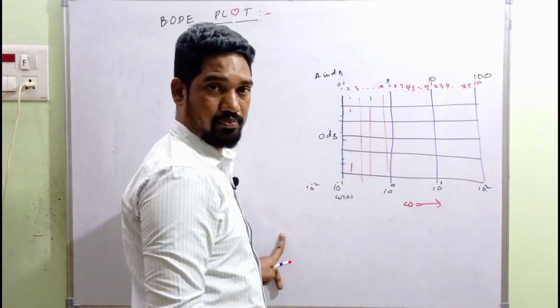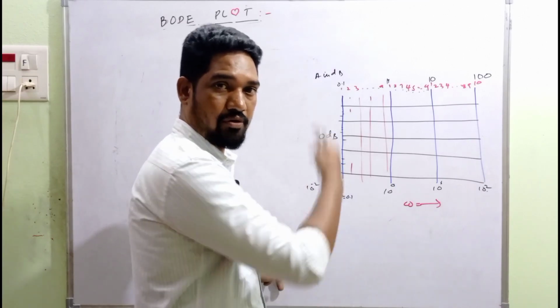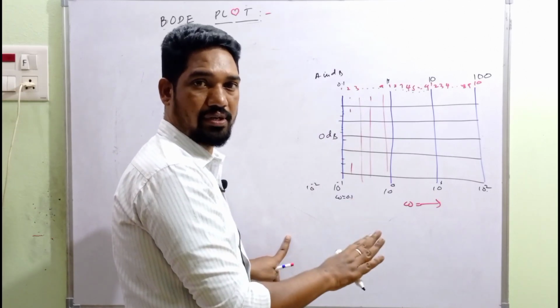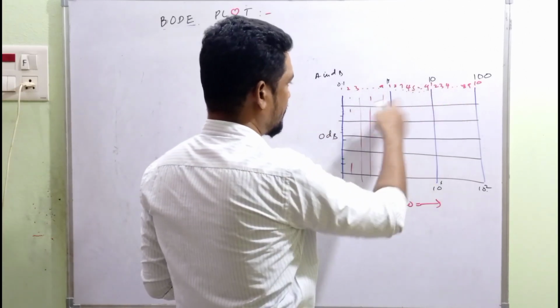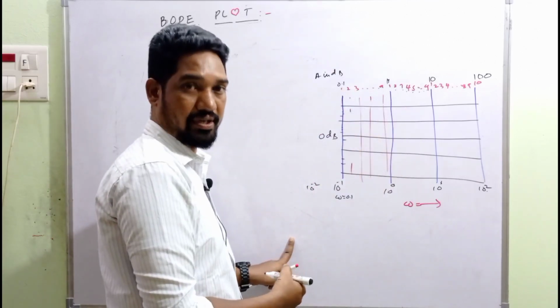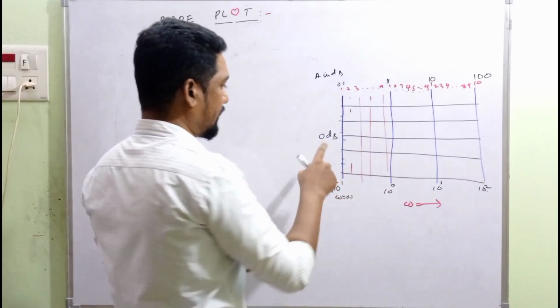Let's solve some series of numericals, then you can understand how to design the graph sheet according to our convenience. Seriously, it's according to our convenience. These are standard values, but should we start from 0.01 or should we start from 1? It's completely according to our convenience. Keep this in mind.